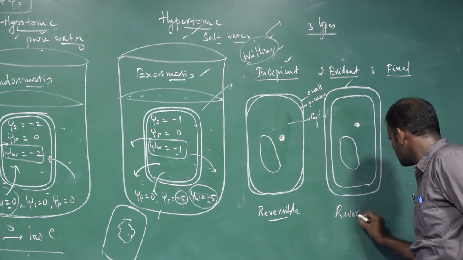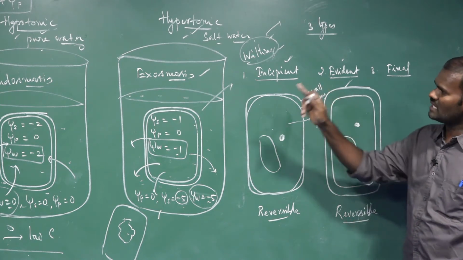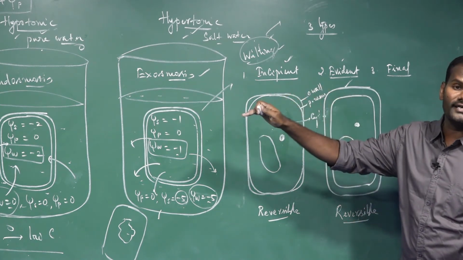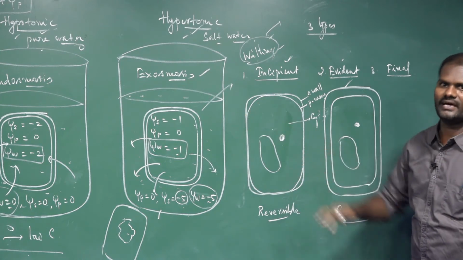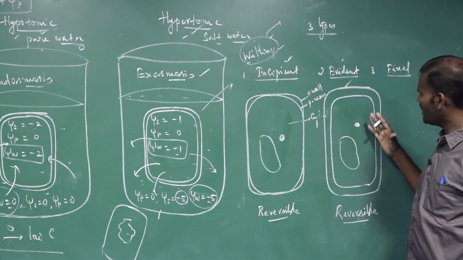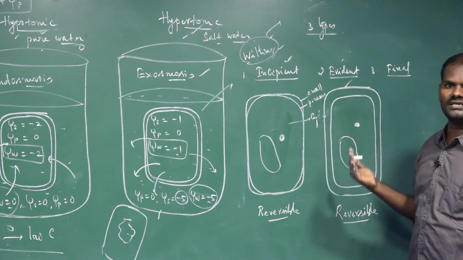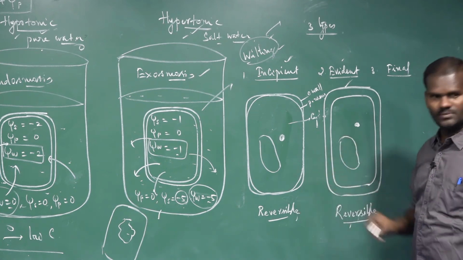Reversible. In this type of cell, when placed in a hypotonic solution, or pure solvent, or in water, they absorb the water and become imbibed, and it maintains the original shape and size. It is called reversible. Incipient is also reversible.